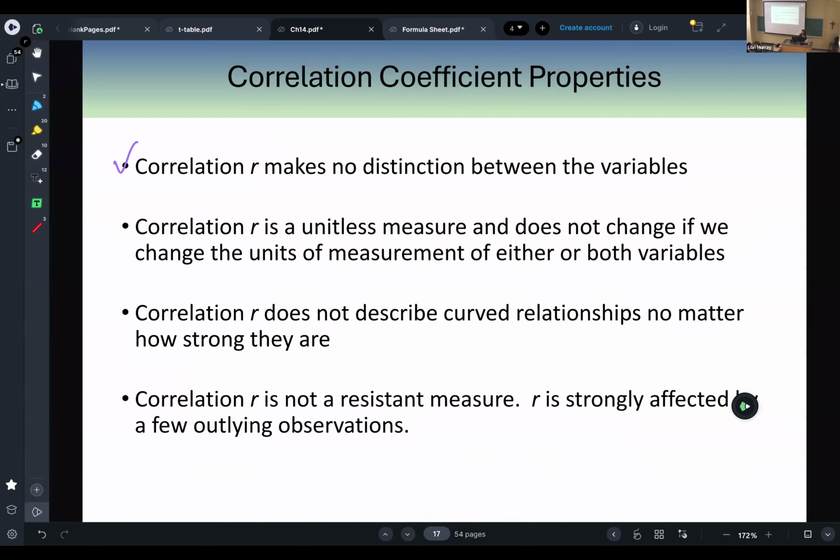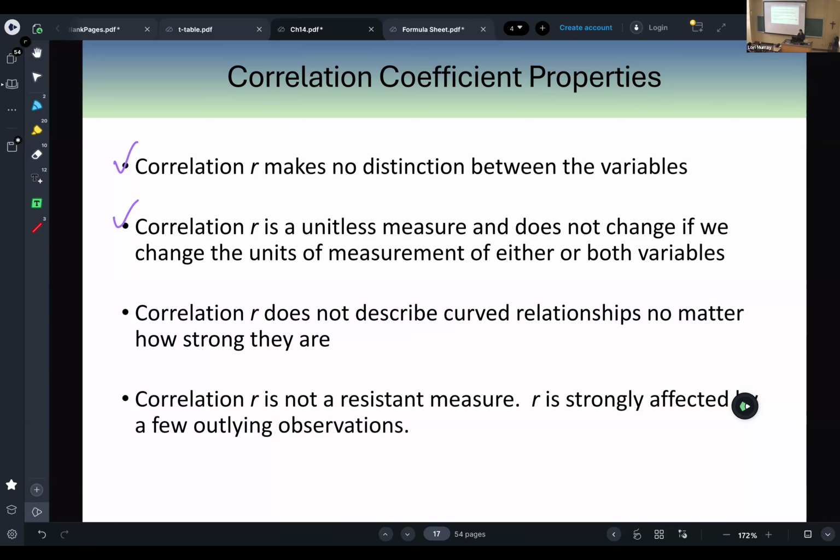Second one is correlation is unitless, and it does not change. So if you're using heights in centimeters and you go, no, I want inches, and you change the units, you will still get the same correlation, because there's no units to it. You'll still get the same number. So you can change units.